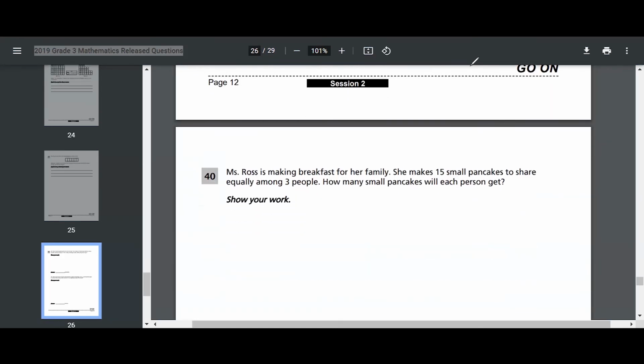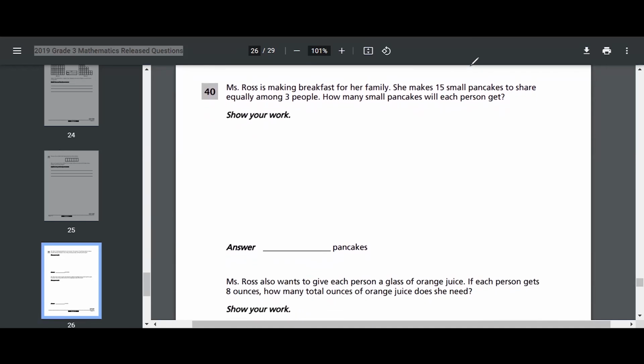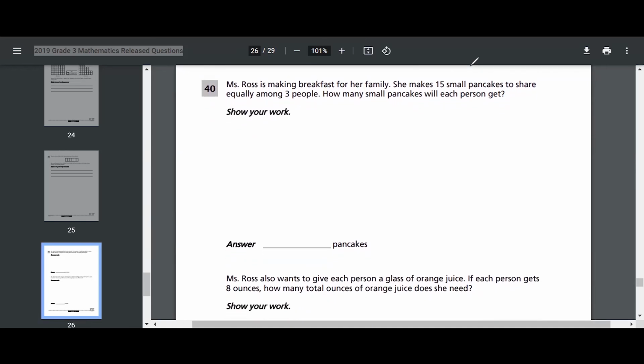Continuing on down the screen to number 40. Miss Ross is making breakfast for her family. She makes 15 small pancakes to share equally among 3 people. How many small pancakes will each person get? Show your work.